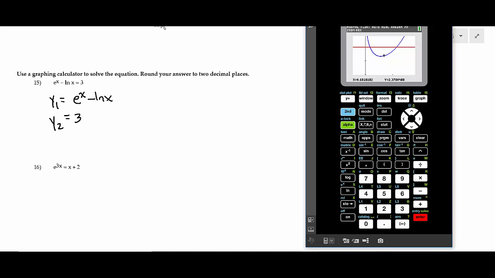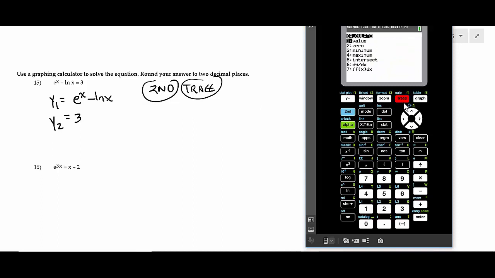So what you're going to do now, to find the intersection points, you have to do this twice. You do second trace. Write this down if you need to. We've done this before though. So you go second trace, and then option 5 is intersect. So you just go down to option 5.